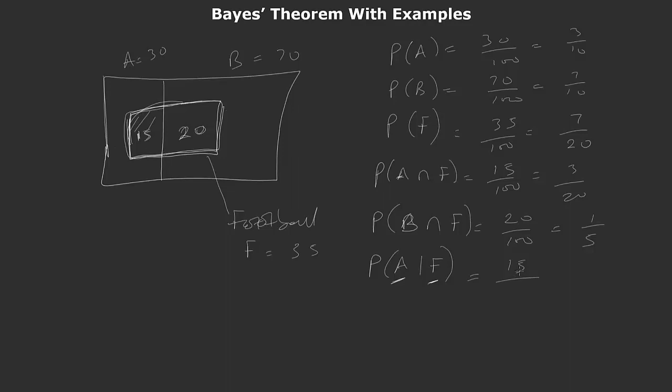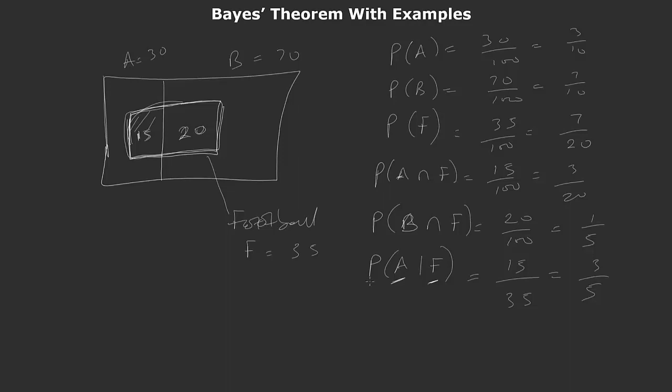So all you will do is take 15 over 35, not over 100. When you take it over 100, you are looking at joint probabilities. But when you say what's that 15 as a ratio of those playing football, then you are talking about conditional probability. So here you have 3 over 7. So what about figuring this out using the formula?